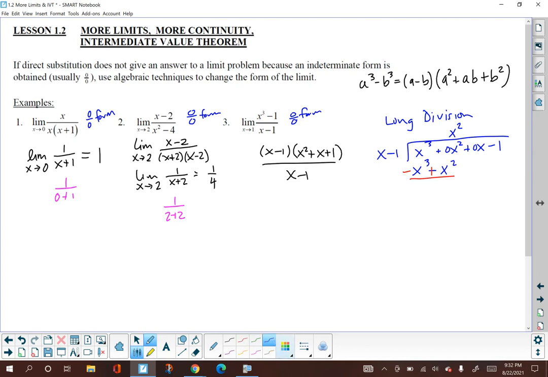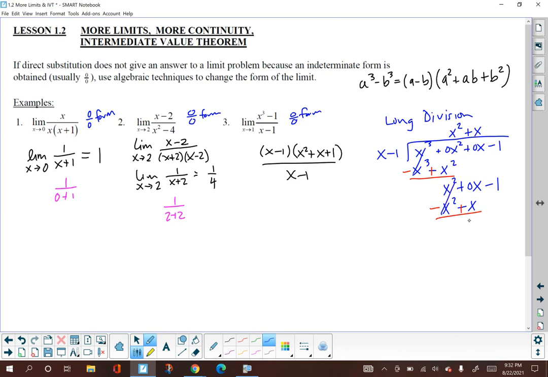So we get, those two terms cancel. This is a 0x squared plus x squared. I like to go ahead and just bring everything down at that point, and then you just repeat the process. So I have to think about how many times x goes into x squared. So we need an x, and that gives me an x squared minus x. We're doing long division, so we subtract.